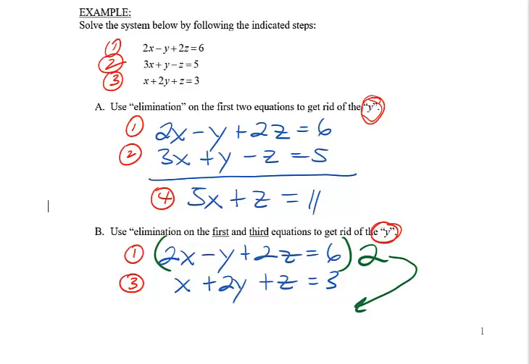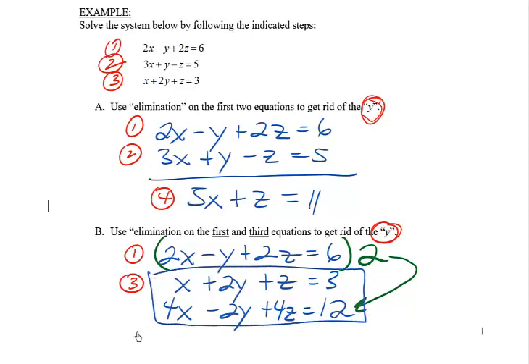Let's go ahead and carry out that multiplication, quickly multiplying everything by 2. I get 4x minus 2y plus 4z equals 12. It's all or nothing, so make sure you multiply everybody by that 2. Now I can take these two equations and I can add them together, and the y's will disappear.